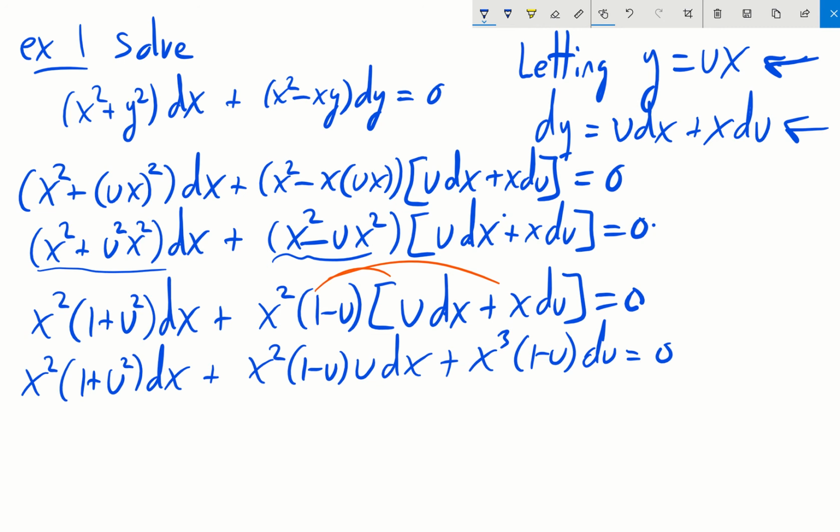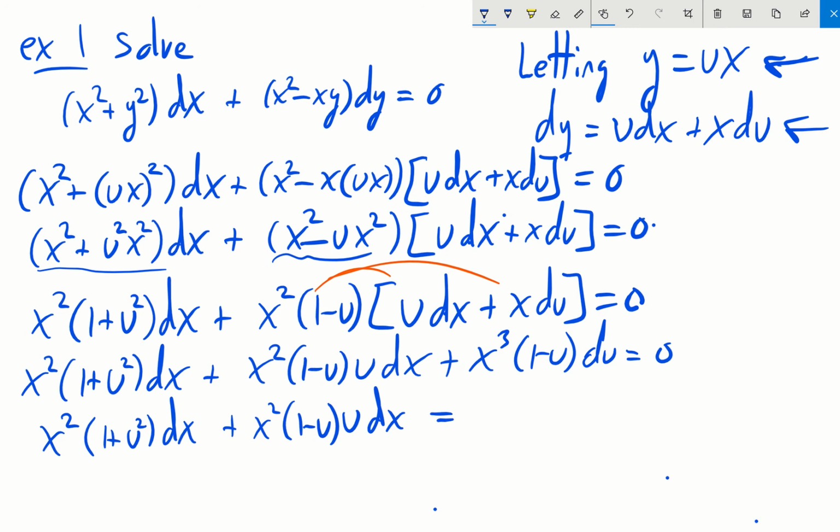Let's see, if it helps, we can move maybe the du to the other side. So we have x squared times 1 plus u squared dx plus x squared 1 minus u dx equals negative x cubed times 1 minus u du.